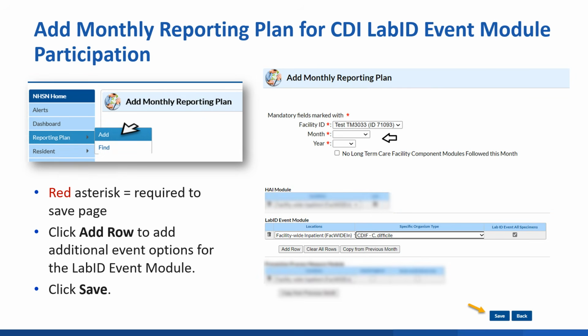To enter a monthly reporting plan into the NHSN application, first select Reporting Plan and then Add from the left navigation bar. Select the month and year you plan to conduct surveillance and submit CDI data to NHSN. For LabID event reporting for CDI and/or MDROs, you will only complete the LabID event module section.